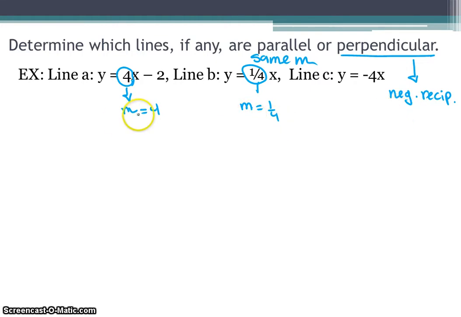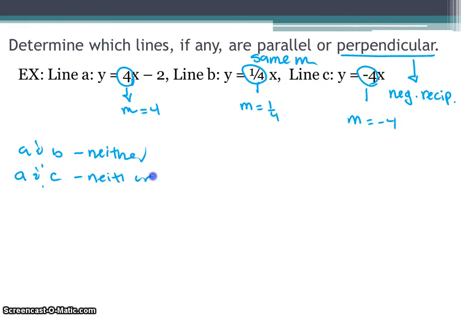So A and B are neither parallel nor perpendicular, because they don't have the same slope and they're not negative reciprocals. Line C, my slope is negative 4. That's not the same as A. Right, so A and C would also fall under the category of neither. And in reality, most lines really aren't anything special. They would fall in the case of neither.